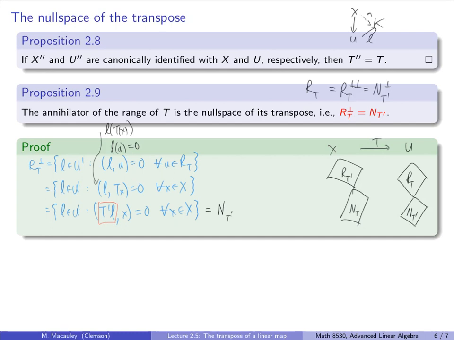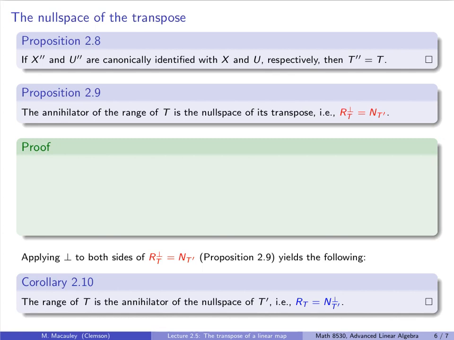Of course, the other thing you could do is conclude the same thing about the transpose map. So if you apply this to the transpose map, going backwards, now what do you get? You get that the annihilator of the range of the transpose map is equal to the null space of the transpose of the transpose, which is just the null space right here. So you get this as a corollary, and you also get this as a corollary.